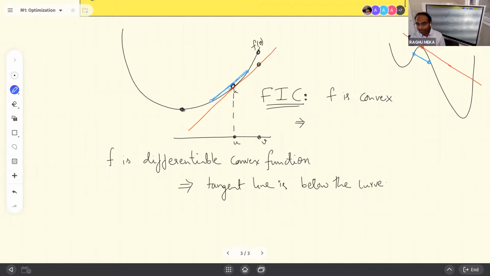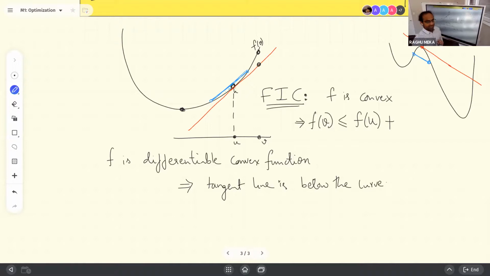Right? So it's basically that, but you want to say that any other point v, if I look at the tangent line, that's my defining curve, the value on that line is below the actual value of the function. So meaning f of v is greater than or equal to the line's value at v.